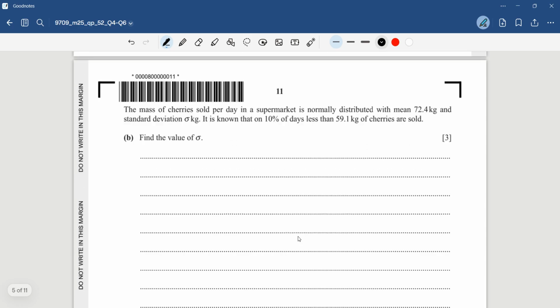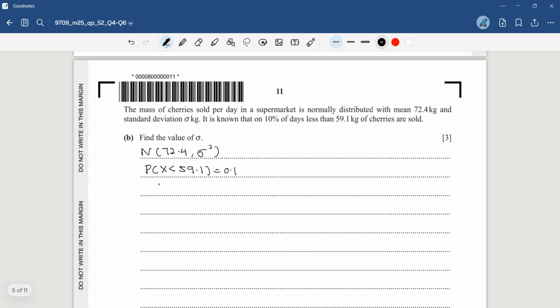Okay, and then B. A mass of cherries sold per day in a supermarket is normally distributed with mean 72.4, and the standard deviation is sigma. It is known that on 10% of the days less than 59.1 are sold. So the probability of x less than 59.1 is equal to 0.1.